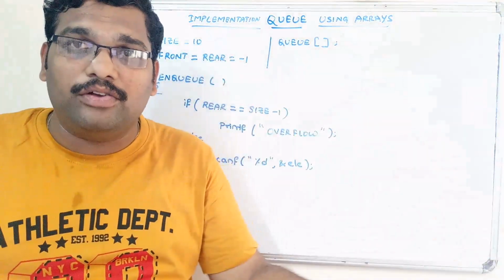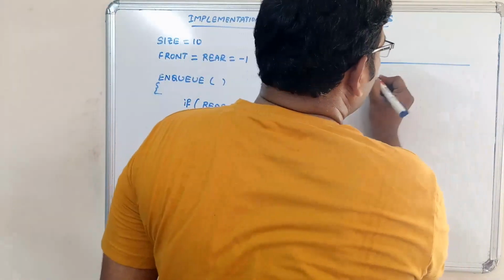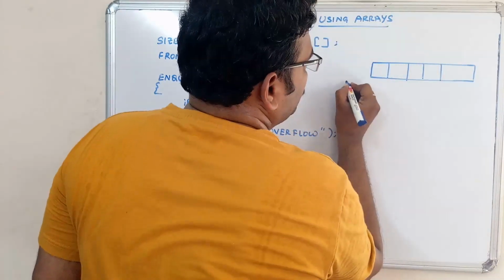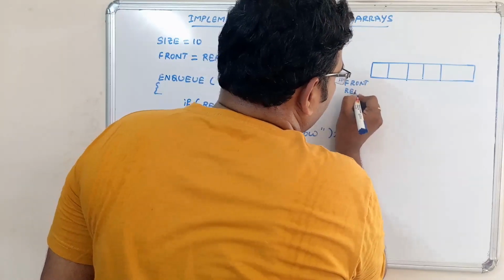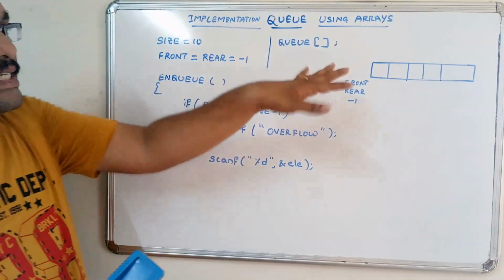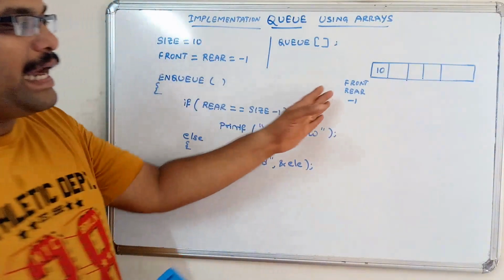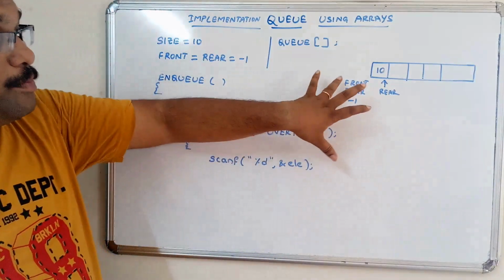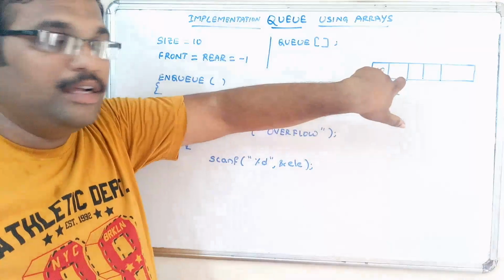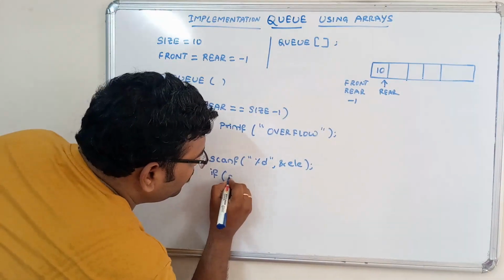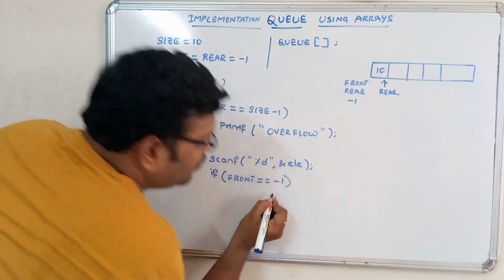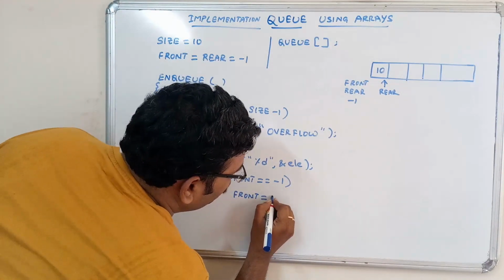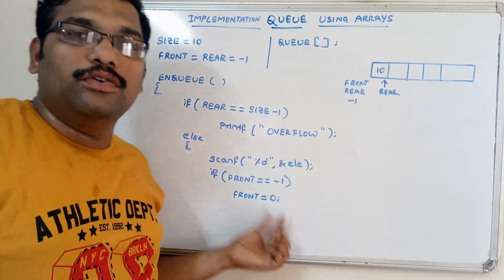Because we have to update the front also. So initially this is the queue, so front and rear are -1. So if you insert an element here, let it be 10, rear will be updated, so rear will be pointing here, but still the front is equal to -1. So front should point at the first element. So we have to check that condition, if front is equal to -1, what we have to do? Just assign it to 0. Then front is equal to 0, right?